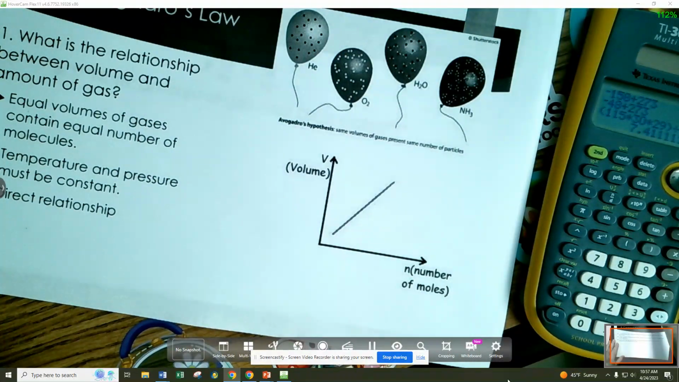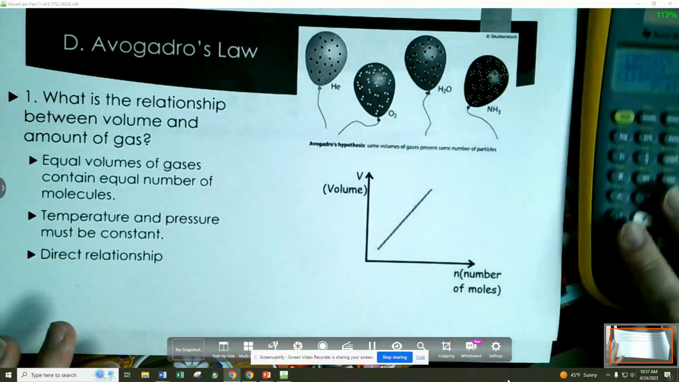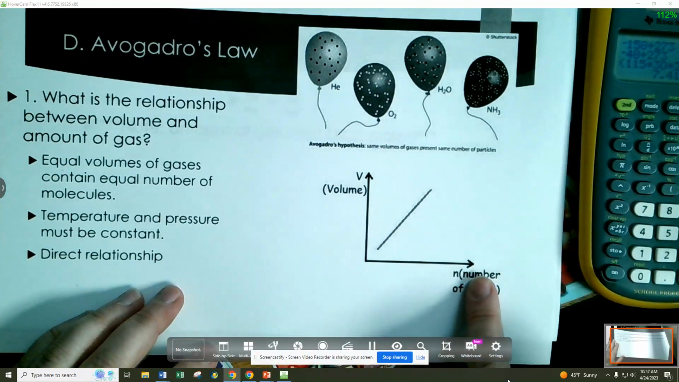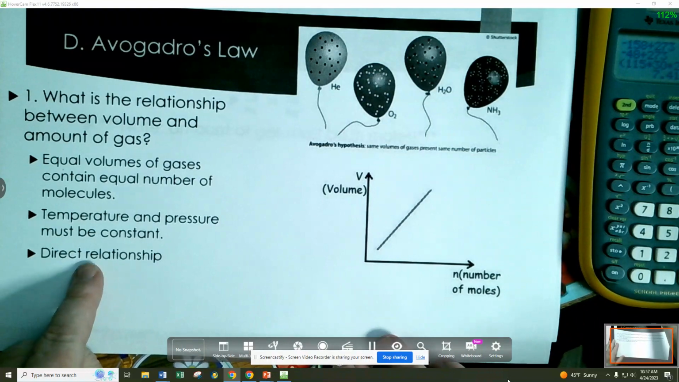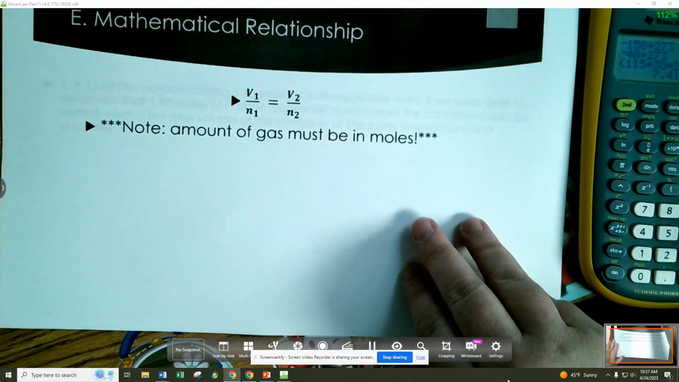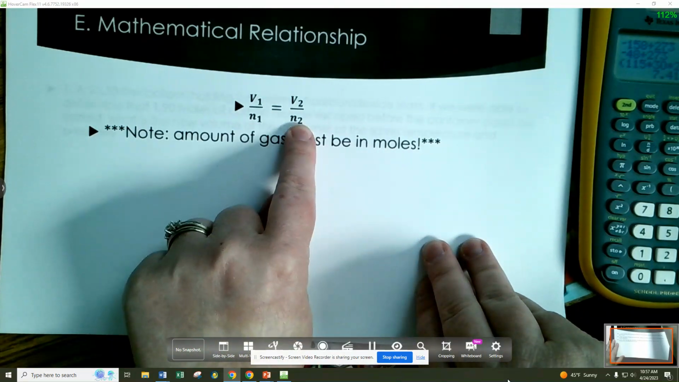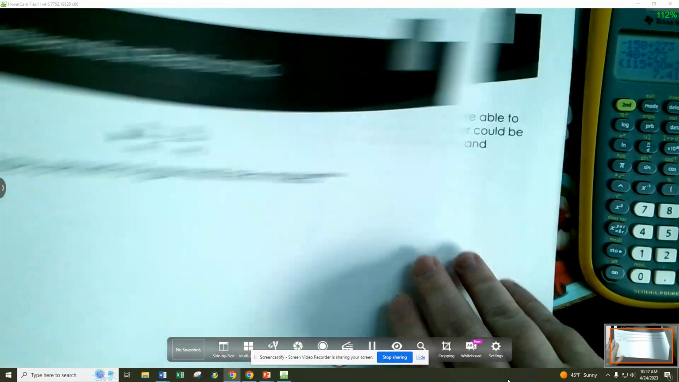I have one last law that we're going to look at today, and that is Avogadro's law, that looks at the relationship between volume and amount. It should make sense. The more of a gas you have, the volume is going to go up. It's going to take up more space. It's a direct relationship as well. The formula here is V1 over N1 is equal to V2 over N2, where N is the amount of gas. It's in a specific unit, just like temperature, and we want it in moles.